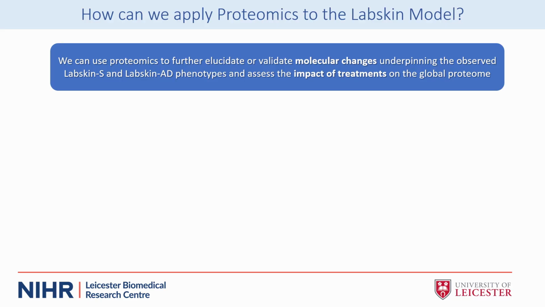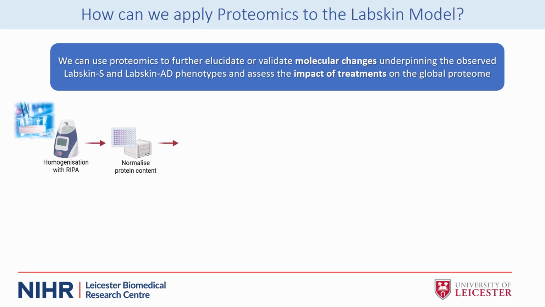How do we do it? So I'm going to walk you through our workflow here a bit. So the first step is to homogenize the Labskin samples, and we do this to disrupt cell membranes and tissue structures to release the proteins. And we do this by beading the Labskin in a tube with zirconium beads in RIPA lysis buffer. Next, we measure the protein content of each sample with a colorimetric assay, and we normalize the protein content across all samples to the same concentration to avoid introducing bias.